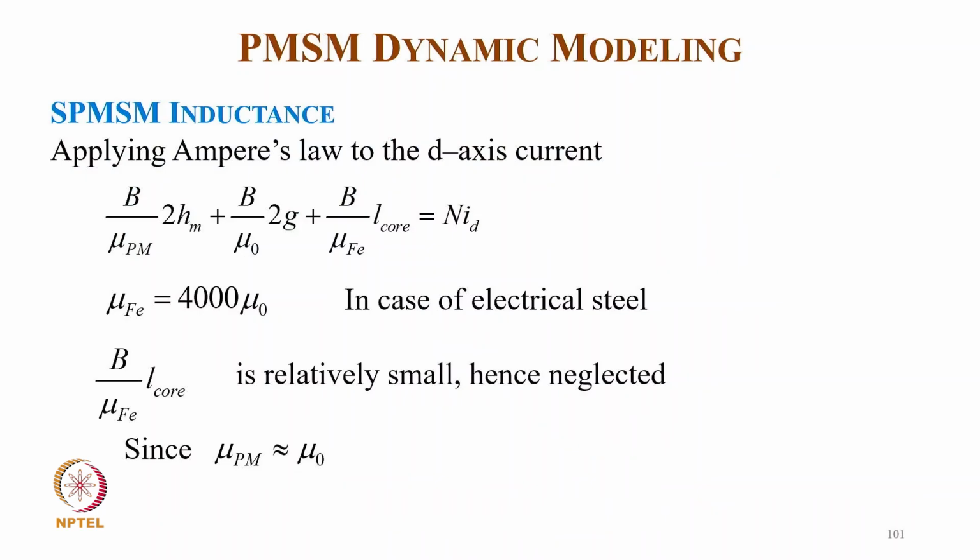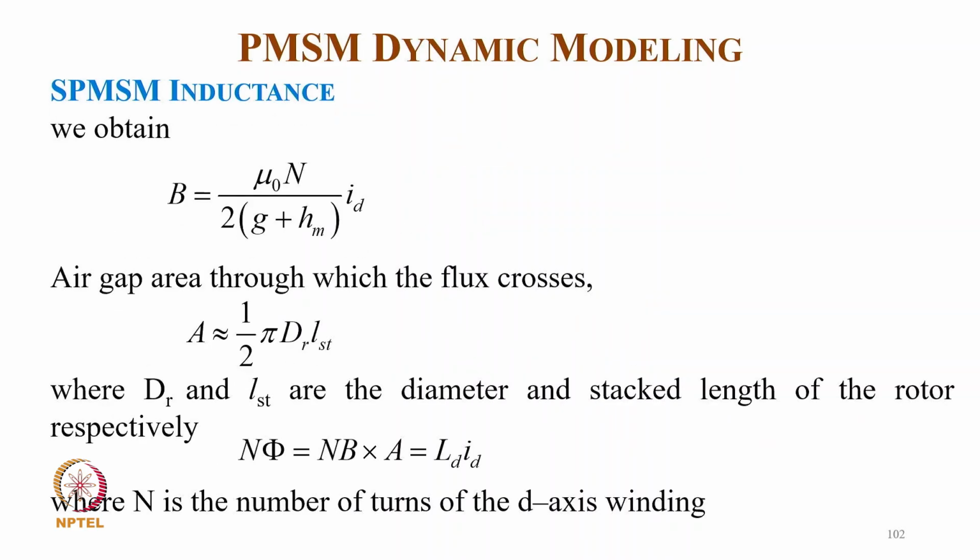So, applying Ampere's law at the D axis for the surface mounted synchronous machine inductance, we say B upon mu_PM into 2 hm plus B upon mu_0 into 2g plus B upon mu_Fe into l core equal to N Id, where mu_Fe equal to 4000 mu_0 in the case of electrical steel, and B upon mu_Fe into l core is relatively small, hence neglected. Since mu_PM is almost equal to mu_0, we obtain B equal to mu_0 N upon 2 in brackets (g plus hm) into Id, and the air gap area through which the flux crosses is A equal to half pi Dr into Lst, where Dr and Lst are the diameter and stack length of the rotor respectively.